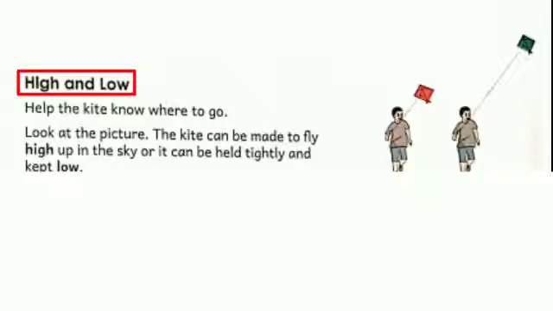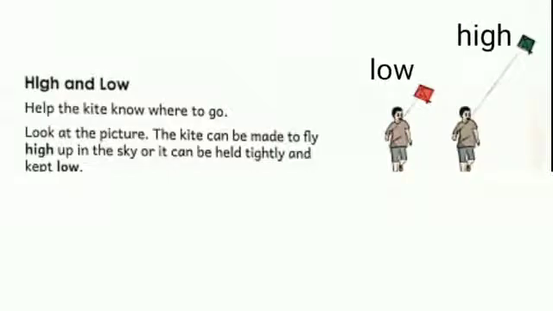Let's read next. High and low. Help the kite know where to go. Look at the picture. The kite can be made to fly high up in the sky, or it can be held tightly and kept low. Students, in this picture you can see the green kite is at a higher place and the red kite is at a lower place as compared to the green kite. So we use the words high and low.